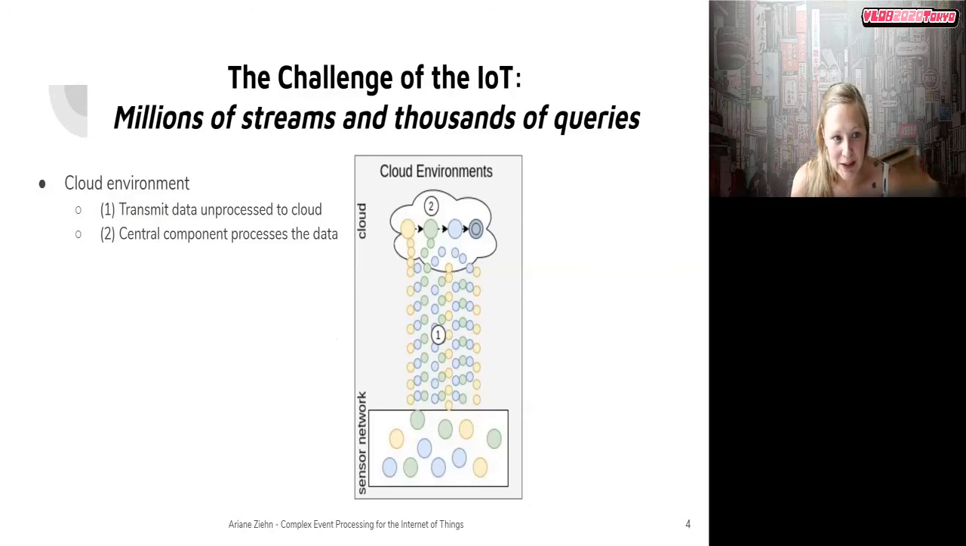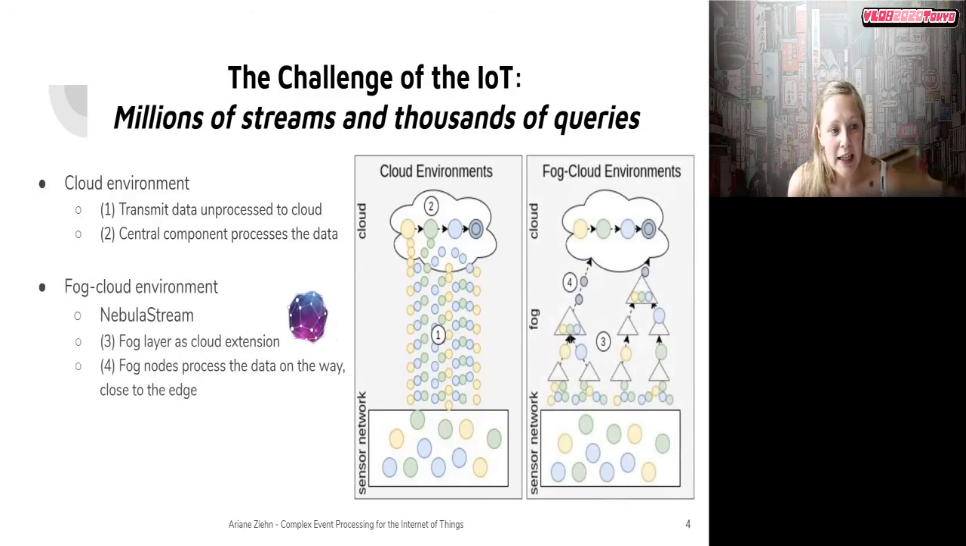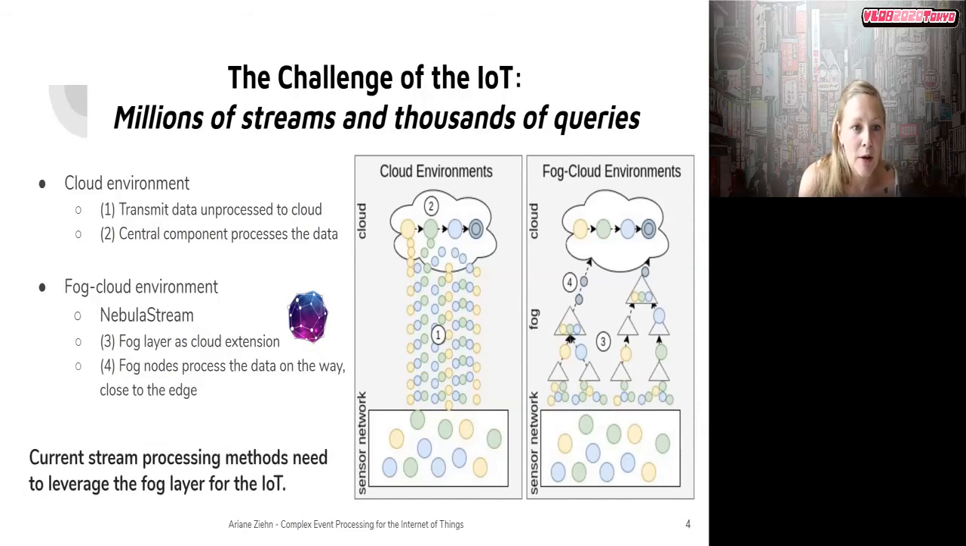A solution to overcome this bottleneck, which we show in bullet point 1, is to add an additional fog layer in between the cloud and the IoT devices. That idea is introduced with the Nebula stream. Here you can see at bullet point 4 that with the fog layer, we have several fog nodes as processing units in the network and can reduce the data close to the sources to only the data required for our queries running in the cloud. And herewith, we can guarantee again low latency and real-time processing. By changing our processing environment, we also need to rethink our current stream processing method. These need to leverage this fog layer as much as possible to be able to provide these IoT applications. And that is my PhD topic.